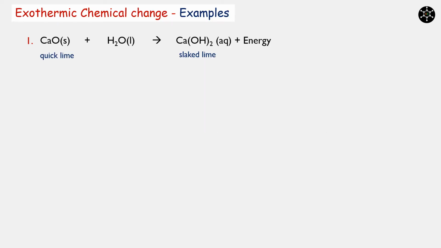Few more examples under exothermic change. Quicklime, that is calcium oxide, when dissolved in water forms calcium hydroxide, that is slakelime, plus energy gets released in the form of heat.